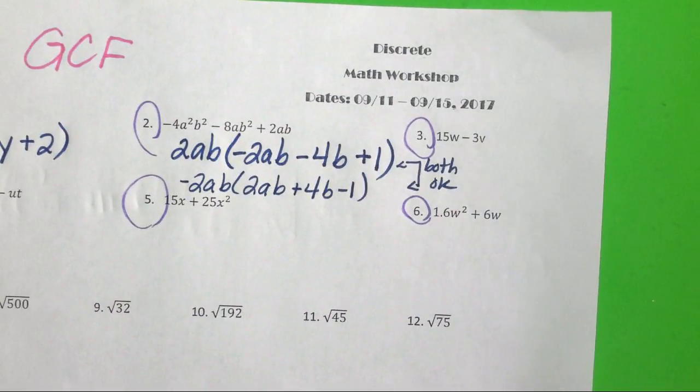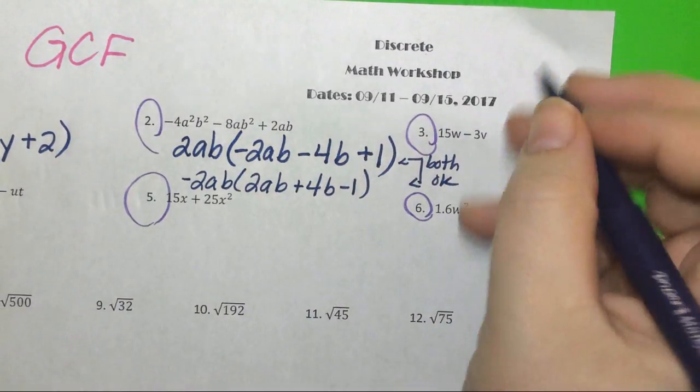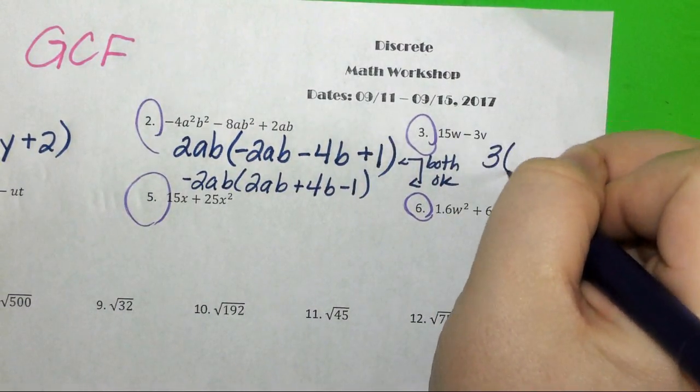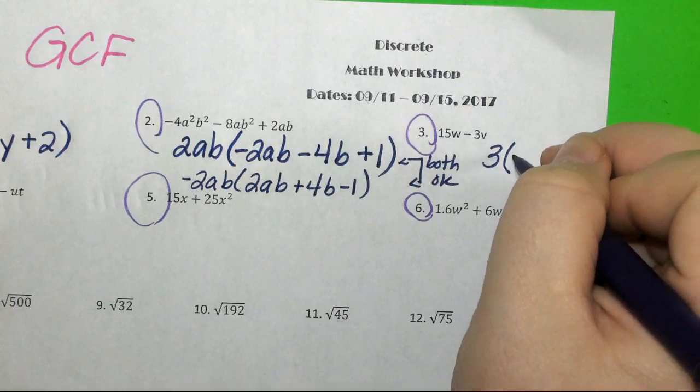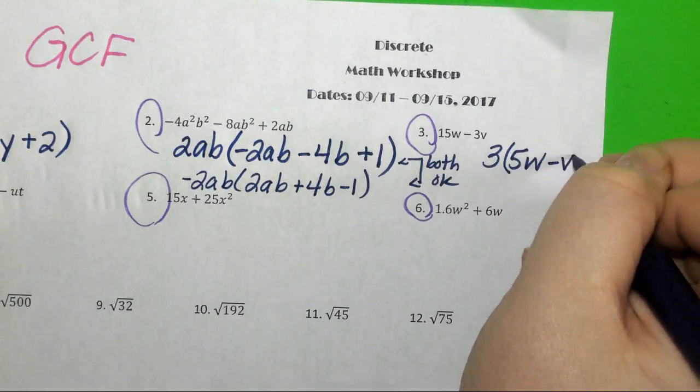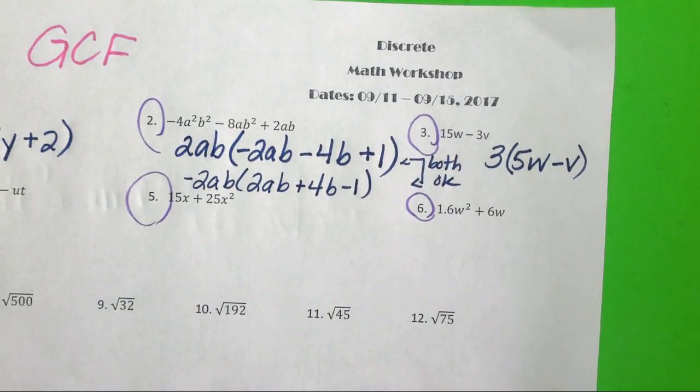And then number 3, Grant was wanting to volunteer for. Go ahead, Grant. Take out 3. Okay, what am I left with? Parentheses 5w minus v. 5w minus v is perfect. And his group can have a point.